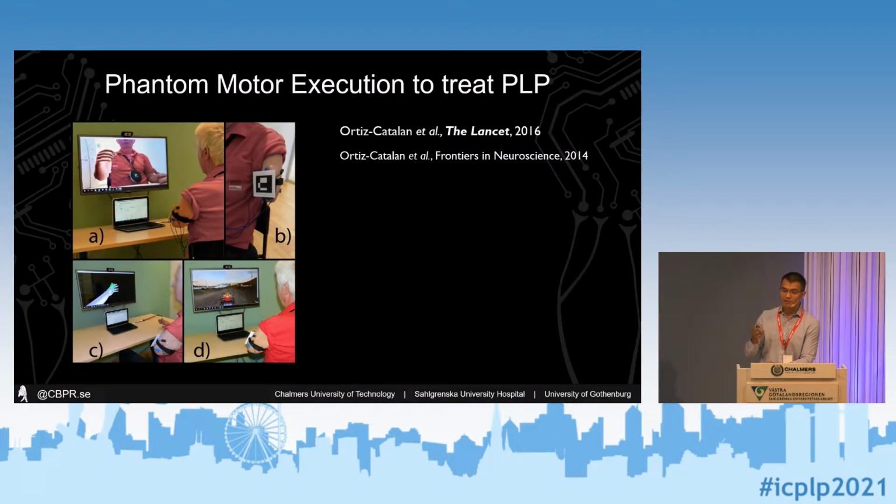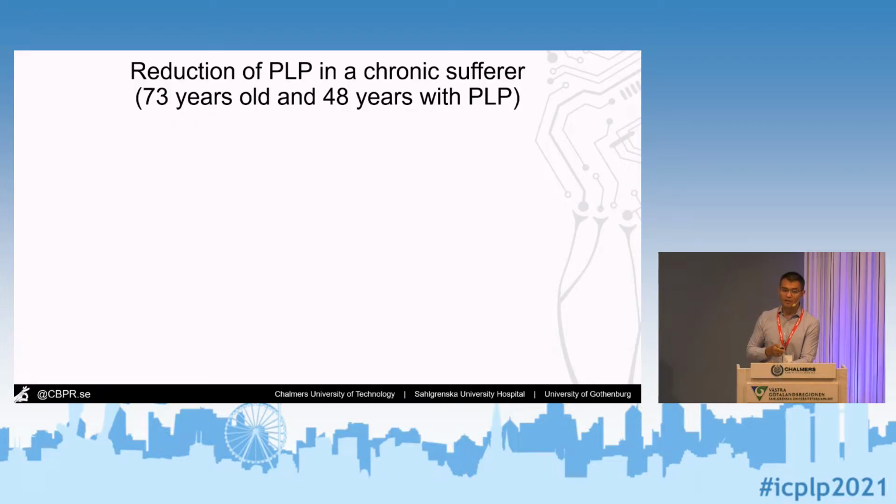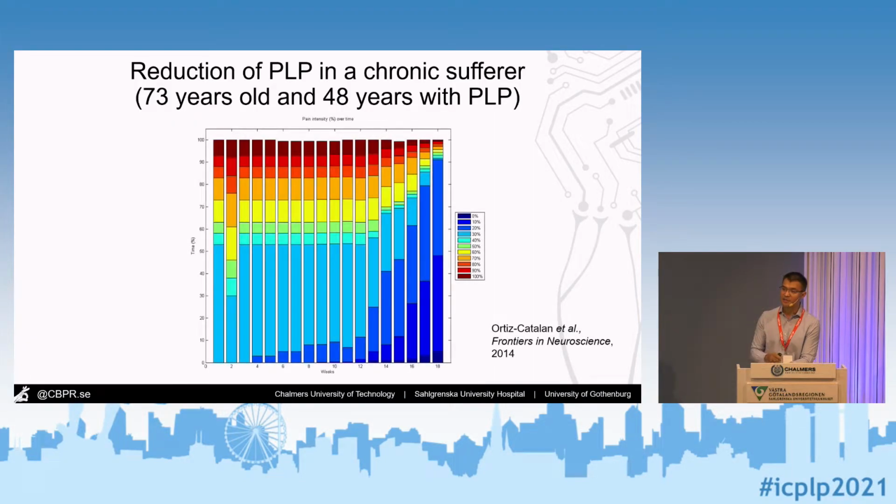So you've seen how this works with the upper and the lower limbs. The first case in which we tested this was a patient who was 73 years old at the time and had lived more than half of his life with phantom limb pain. This color map shows the intensity of pain as color, and the length of the bars represents the amount of time the patient spent at each level of pain. As you can see, he had pain most of the time, around 50% of the time at 2-3 out of 10, and then that got less over time.